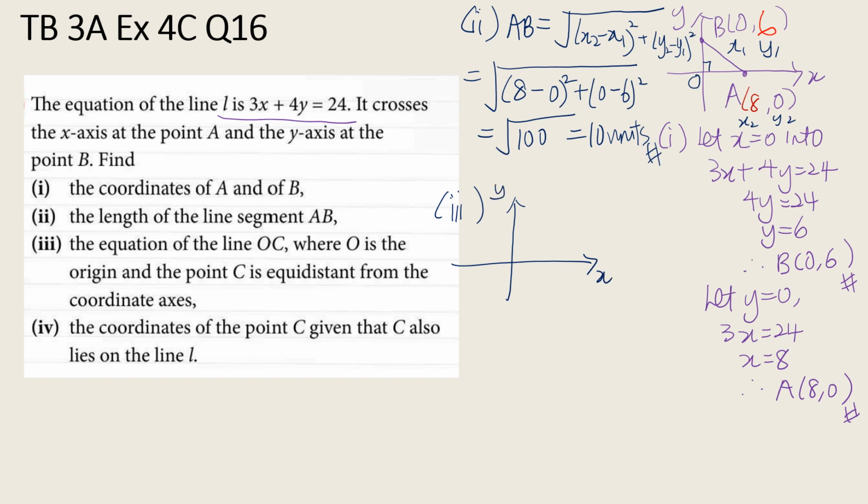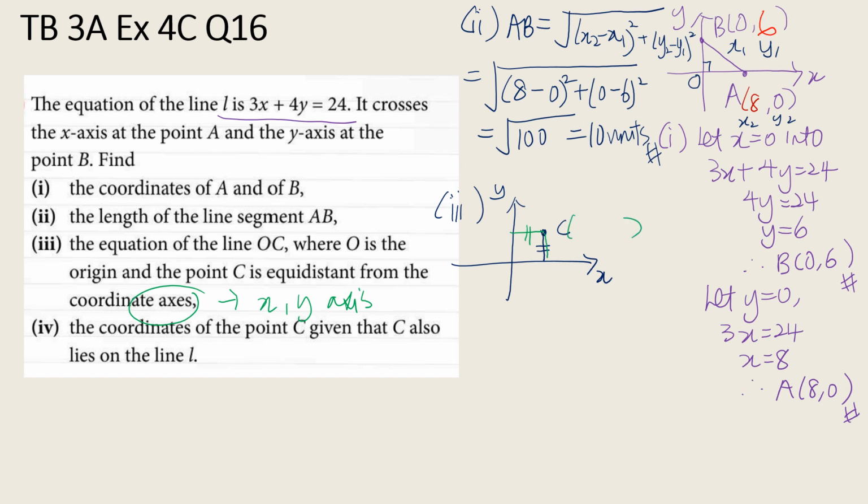So supposing this is your point C. If it is equidistant, that means this distance here must be the same as this distance. This is what it means by equidistant from the coordinate axis. The coordinate axis refer to the x-axis and the y-axis. So this distance is the same as that distance.